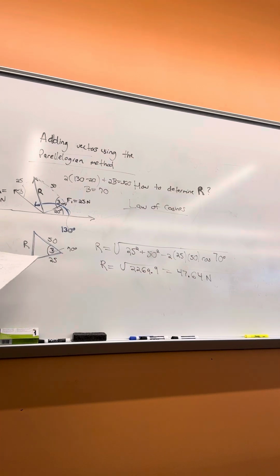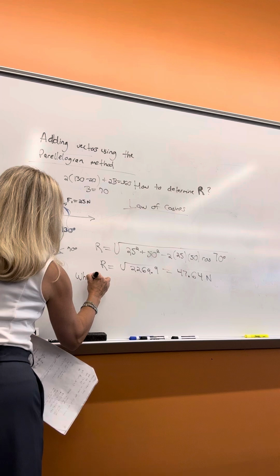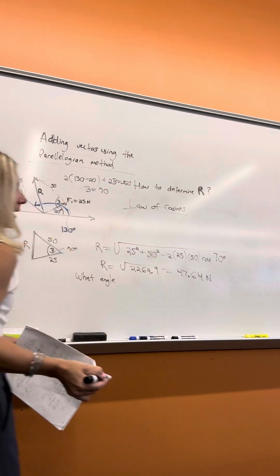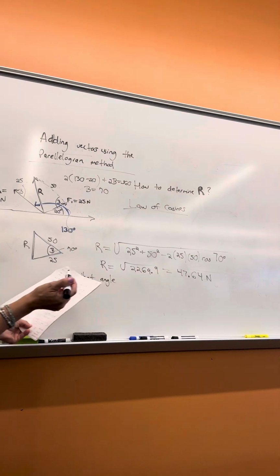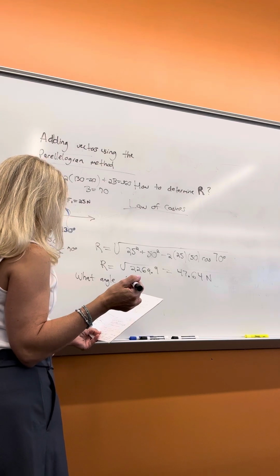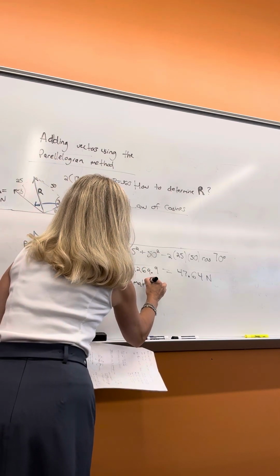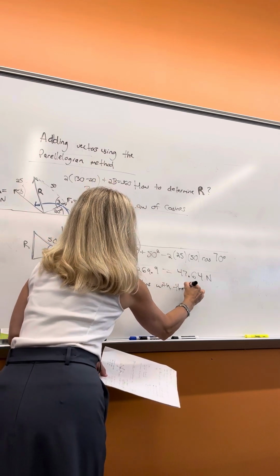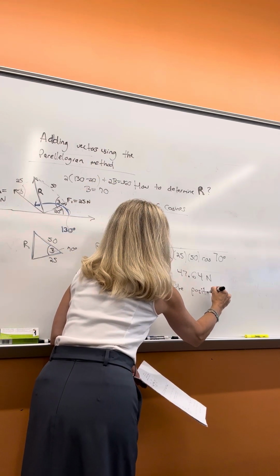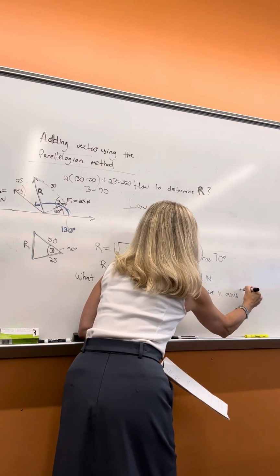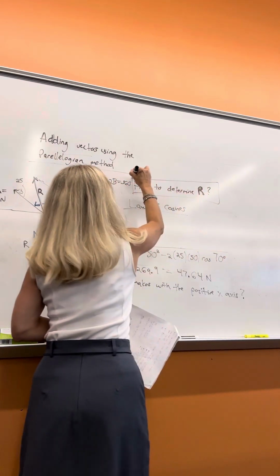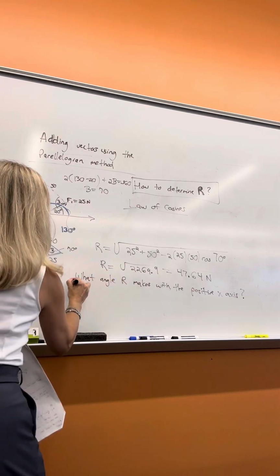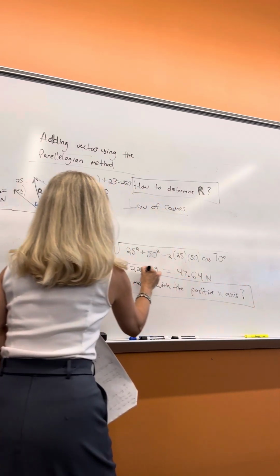Now, what if we want to know what is the angle that R makes with the positive x-axis? Because this just gave us the scalar, it didn't give us the direction for the resultant. So we kind of half answered the problem so far. So how do we determine what angle R makes with the positive x-axis? This is the second part of our question. Okay, so here was our question 1, how to determine the resultant. And really, we determined it, but we only got the scalar so far. And then we want to know what angle it makes with the positive x-axis.